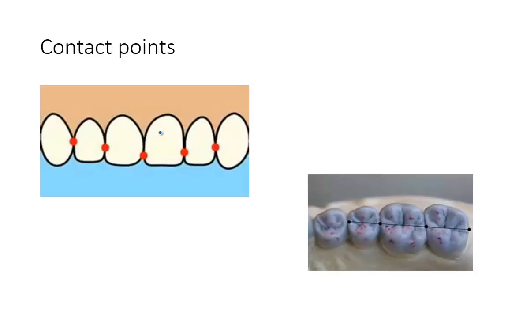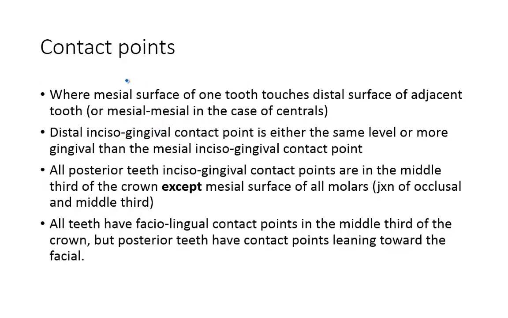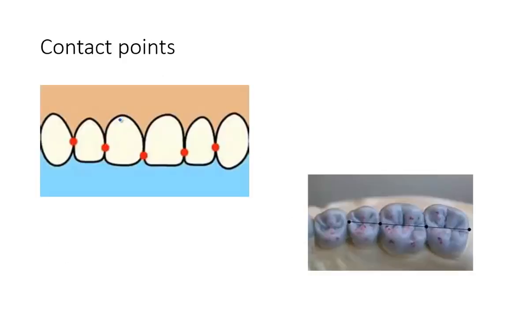So what a contact point is, is where the mesial surface of one tooth touches the distal surface of the adjacent tooth. Or in the case of central, it's going to be the mesial surface of one central touching the mesial surface of the other central. So, example right here, this is the distal surface of the maxillary central, right? And the contact point is where the distal surface is touching the mesial surface of the lateral. Or in the case of the centrals, you're going to have the mesial surface touching the mesial surface of the other.